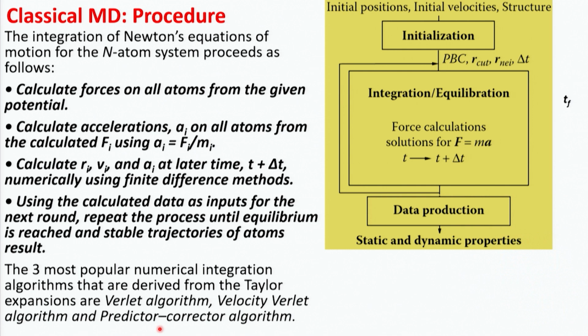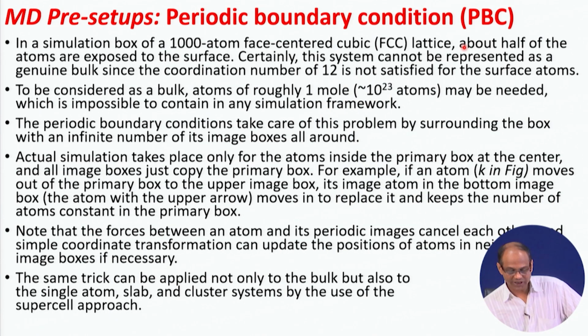Okay, so there are some pre-setups before we do this, because we need to decide how many atoms we need to take in order to represent the true material system. So for that we need to go for some MD pre-setup. One of them is called the periodic boundary condition. Okay, so if you consider a simulation, you take a box consisting of, let's say, 1000 atoms, and let's say they are in an FCC lattice. What we can see is that almost half of the atoms, around 500 atoms, will be on the surface. Okay, if it's on the surface, then its coordination is not the same as in the bulk. So essentially we are not representing the bulk material.